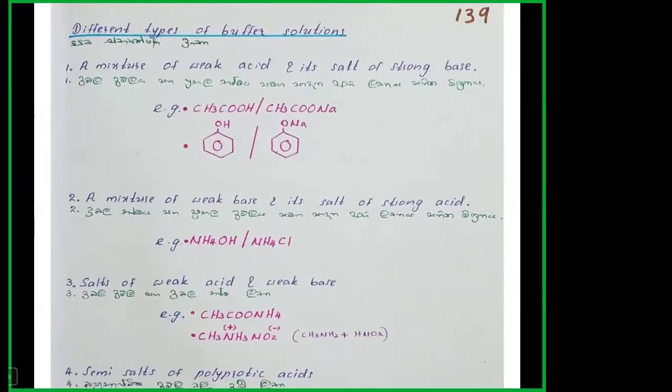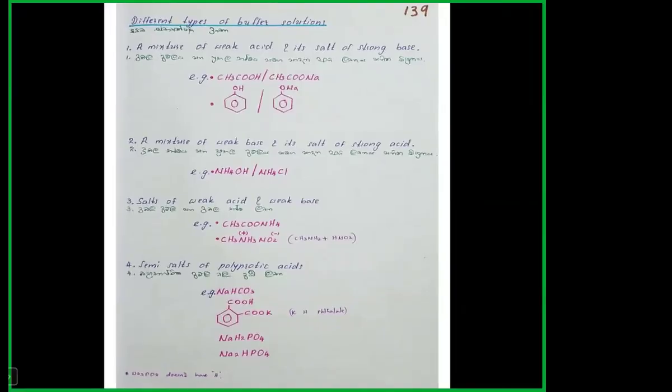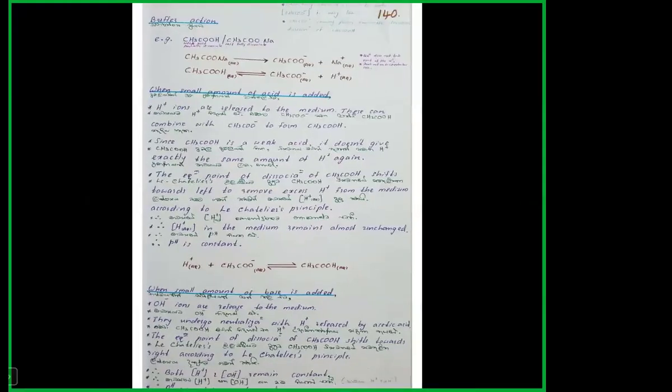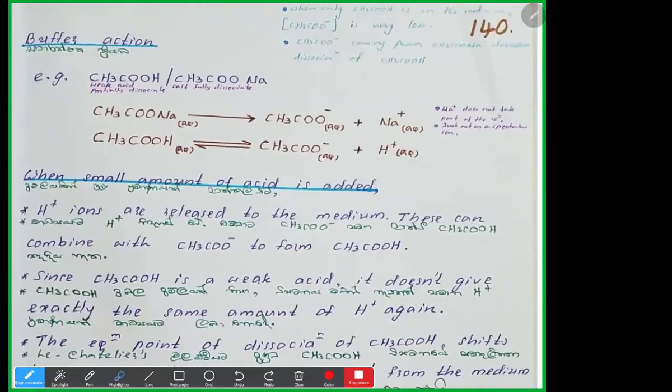There are 4 different buffer solutions in your syllabus. You're supposed to memorize all these buffer solutions separately for the final exam. It is a must. Then I'm going to explain the buffer action. What happens when you add a little acid or base? Why does the pH not change?